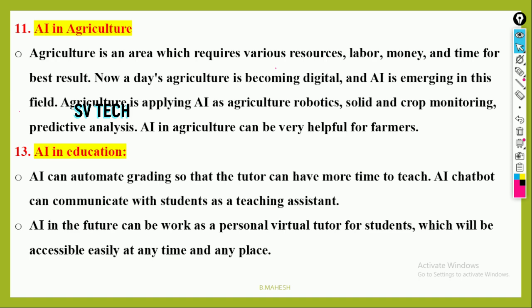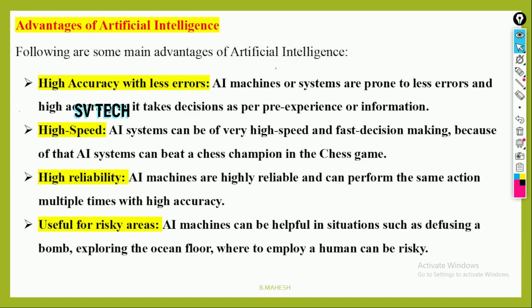These are the main applications of artificial intelligence. Here we are going to see some advantages of artificial intelligence. So we have so many advantages. Here I have listed very few. High accuracy with less errors.